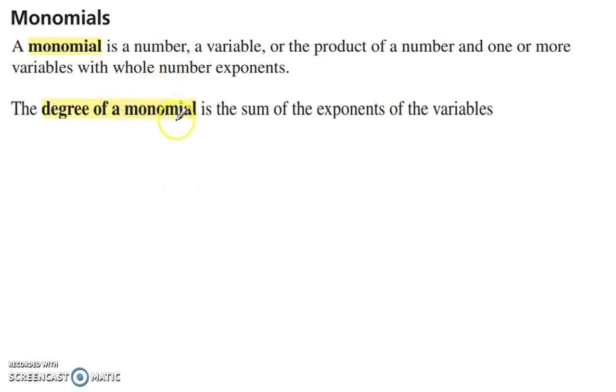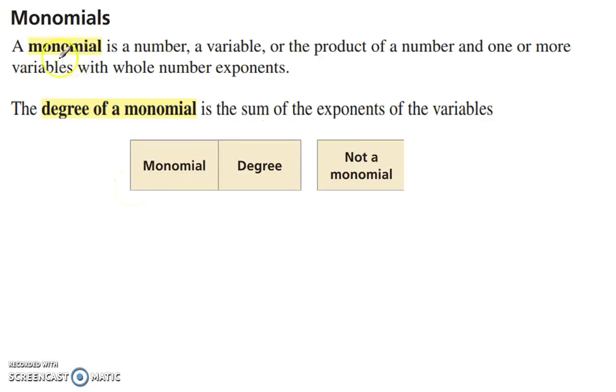The degree of a monomial is the sum of the exponents of the variables. So if you have an example like 5x squared y to the third, like we just had, the sum of those exponents of the variables would be 2 and 3. So the degree of this one would be 5. 2 plus 3 gives me a degree of 5 for this monomial. Okay, let's look at a few examples here.